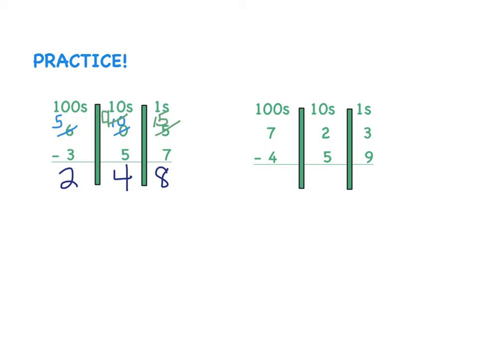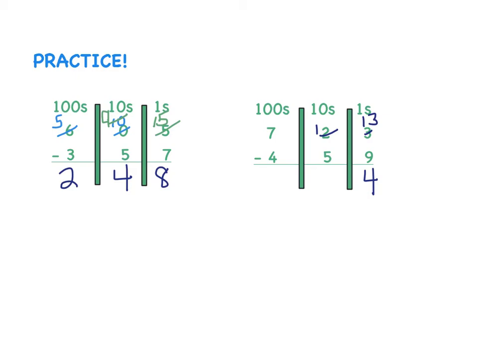Okay, now we're going to move to the next problem. Again, I'm going to start in the ones. I cannot do 3 minus 9. So we're going to cross out the 2 in the tens, and that's a 1. This 3 becomes a 13. 13 minus 9 is going to give me 4.